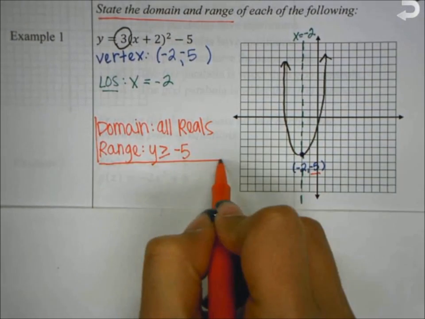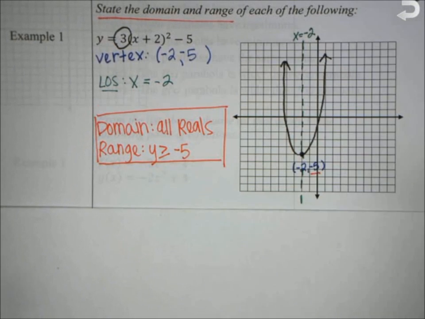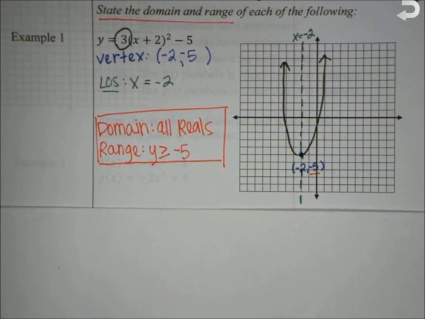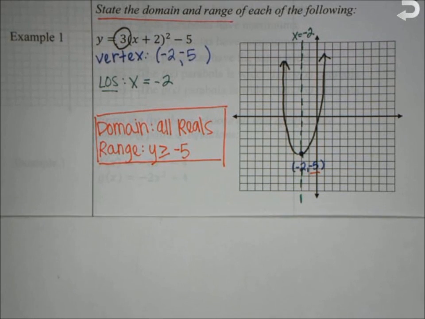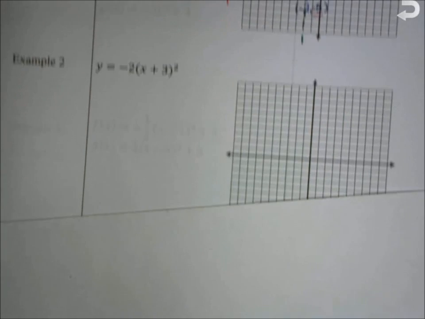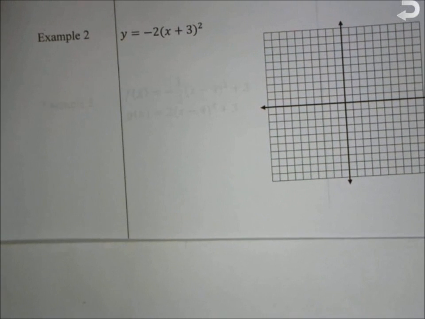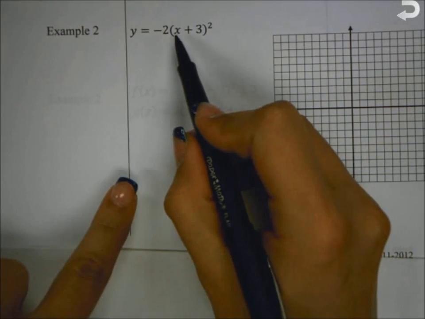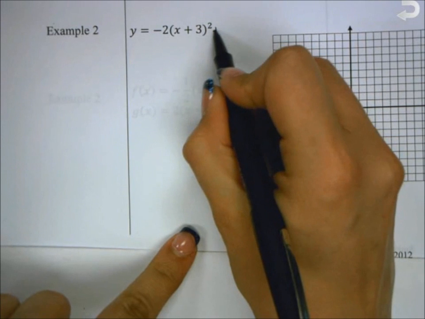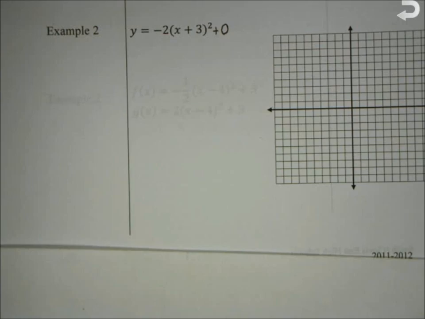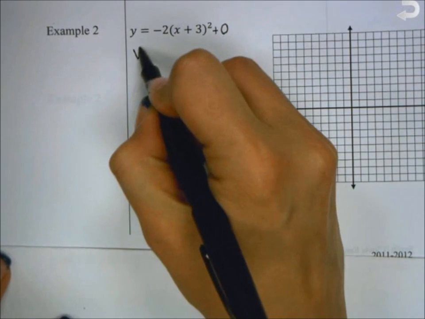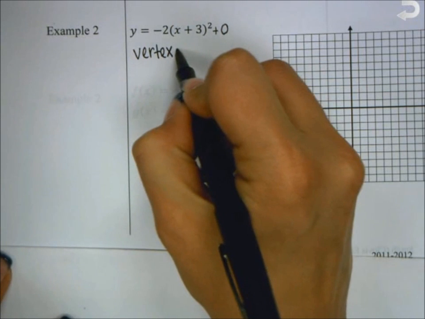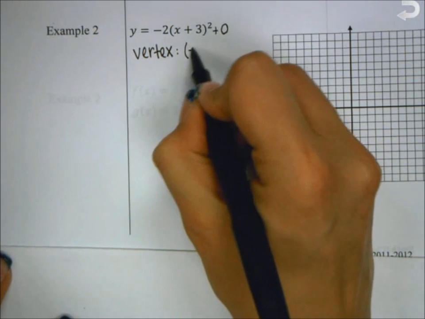Okay, so let's try to do example 2 without graphing and see what we get, and then we'll graph it and see if we're correct. Example 2: -2 times (x plus 3) squared, plus 0. So we like to just put it in vertex form. What is my vertex here? I take the opposite of inside the parentheses, so that would be -3, and the y is 0. So let's see if we can use the vertex to find the domain and range.